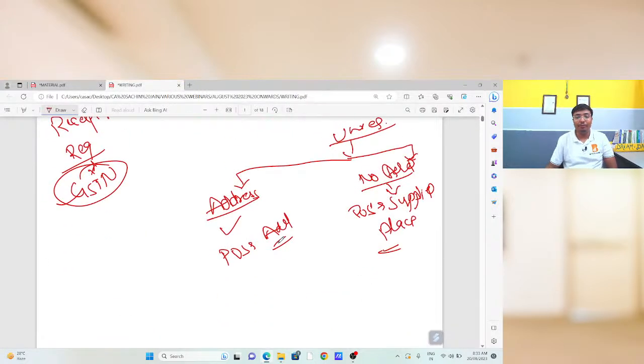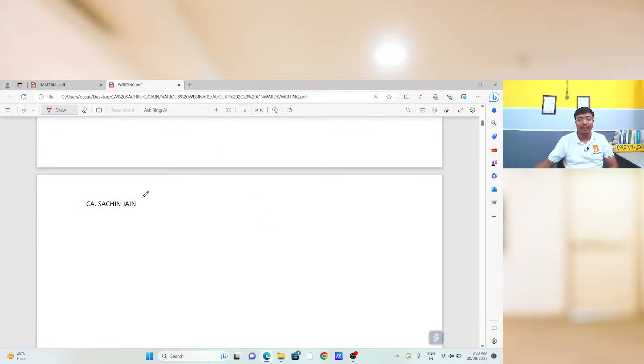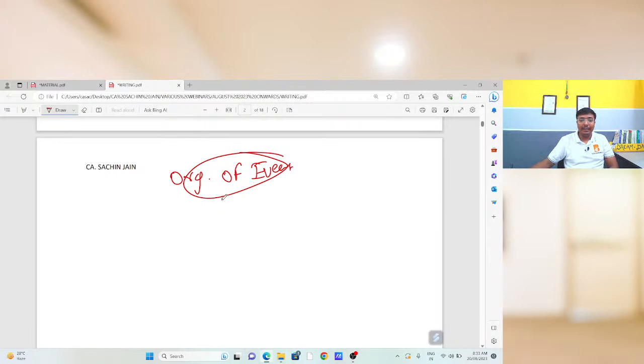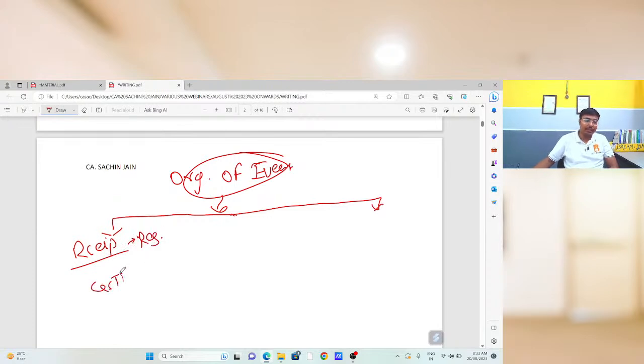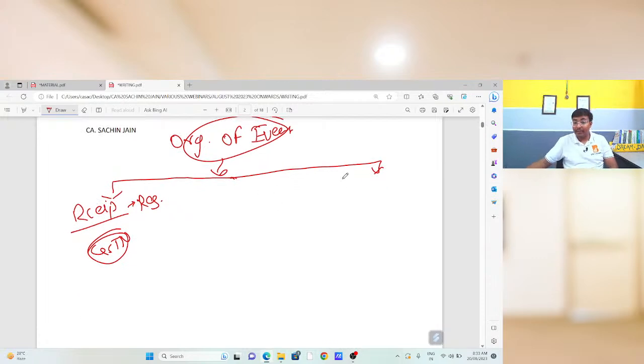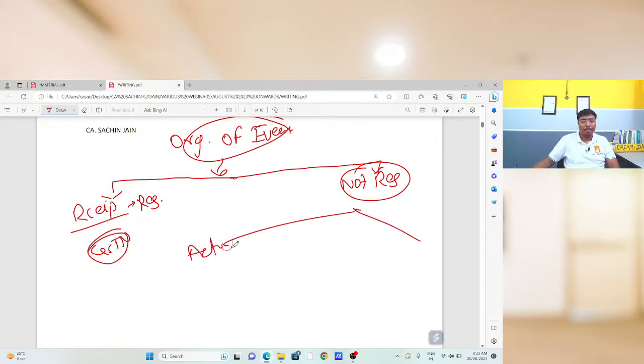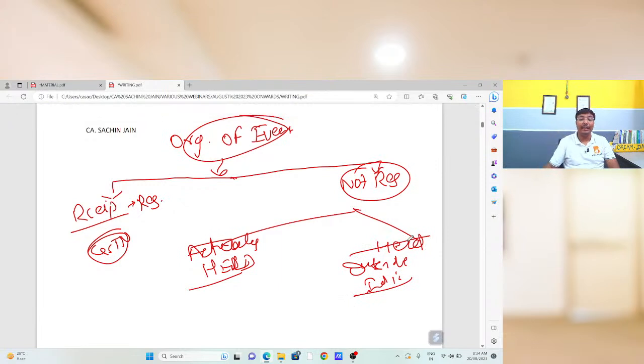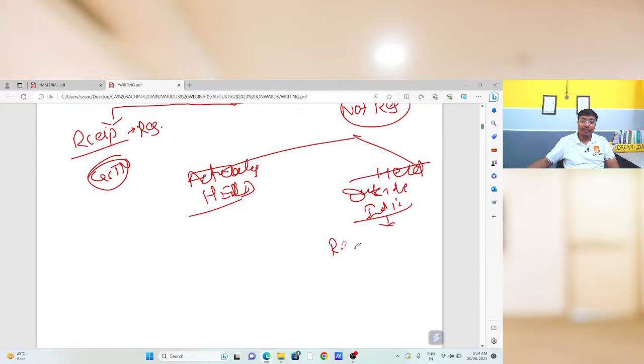Or if the event is held outside India, in that case the place of supply is the location of the recipient. That means if someone wants to organize an event and decide the place of supply accordingly: if the recipient is registered, then their principal place of business will be treated as the place of supply. If the recipient is not registered, then the place where the event is actually held, and if the event is going to be held outside India, then the location of the recipient of service.